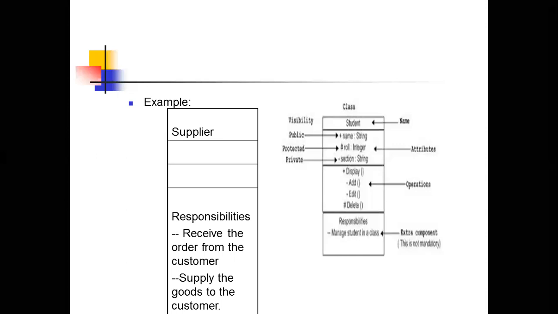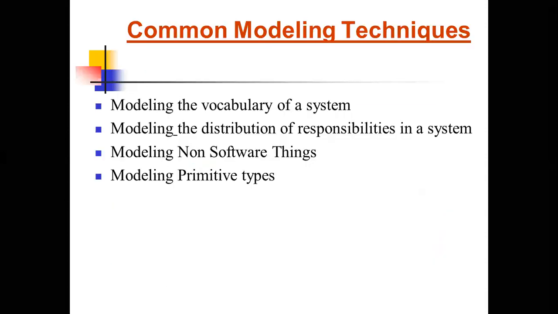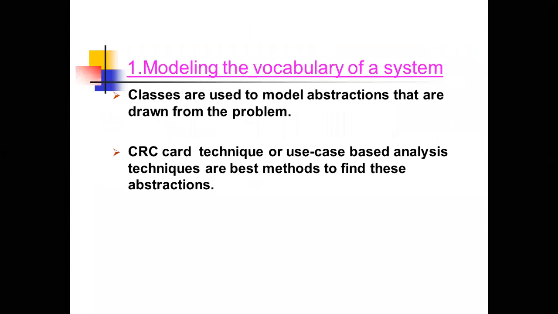So the next point is common modeling techniques. There are 4 common modeling techniques. First one is modeling the vocabulary of a system. Second one is modeling the distribution of responsibilities in a system. Then modeling non-software things and modeling primitive types. So the first one is modeling the vocabulary of a system.